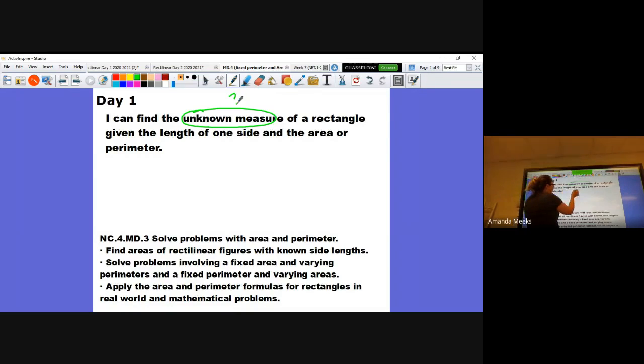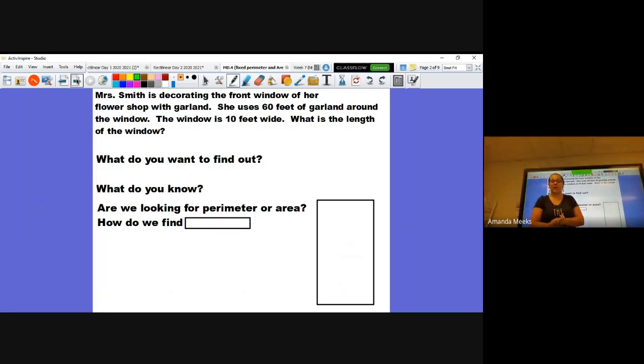Okay, so we're given some info, and we are also given either the area or perimeter, okay? It will not be both. We will be given one. We call this our fixed area or our fixed perimeter. So today we're going to simply focus on perimeter, okay?